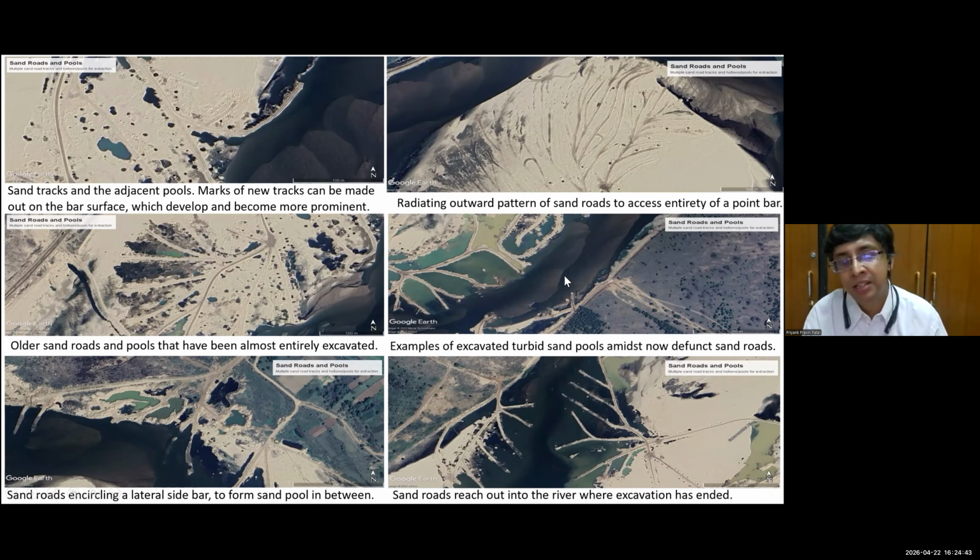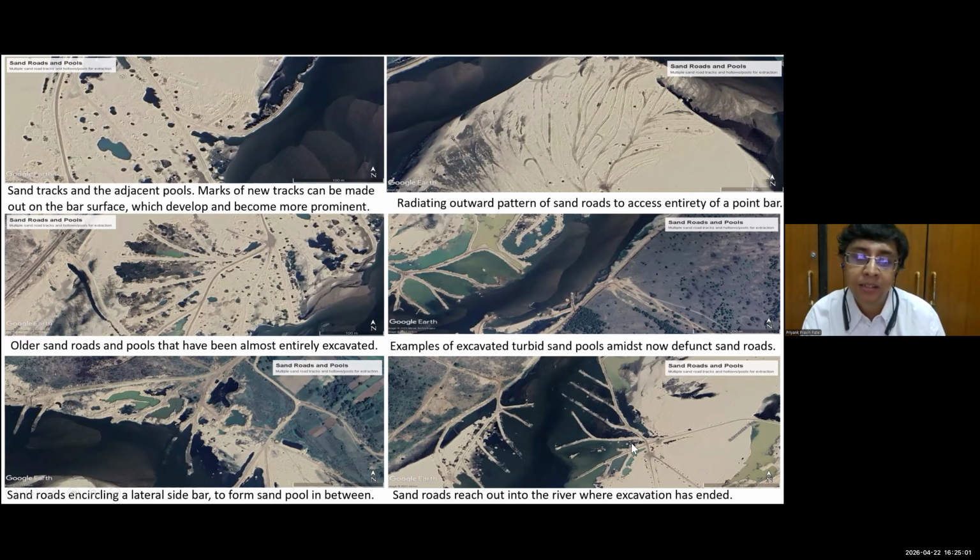You will see different color tones of water. The main river has darker tones because that is deeper. But in these pools that are more turbid and where sand is being hollowed out and mined again and again, the water column is being churned again and again. You have higher suspended sediment concentration, so they show up very differently.